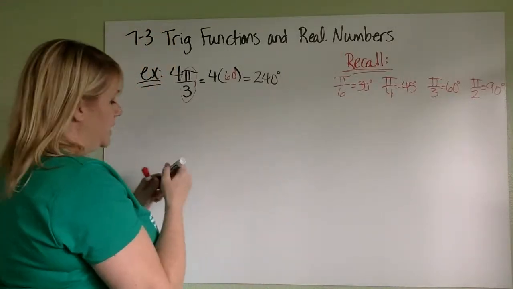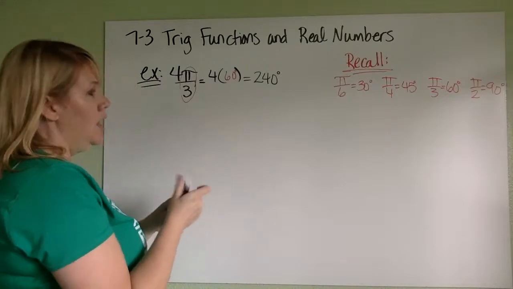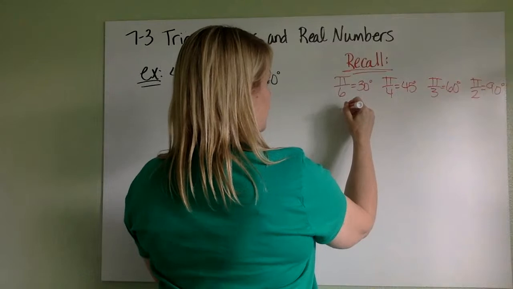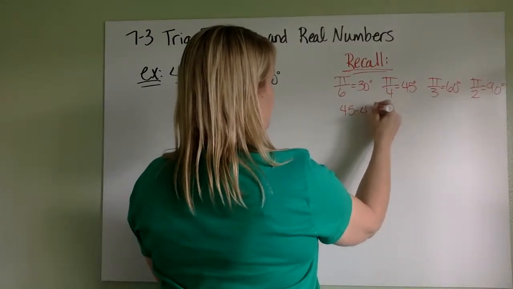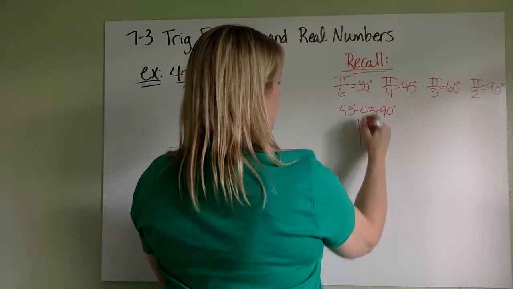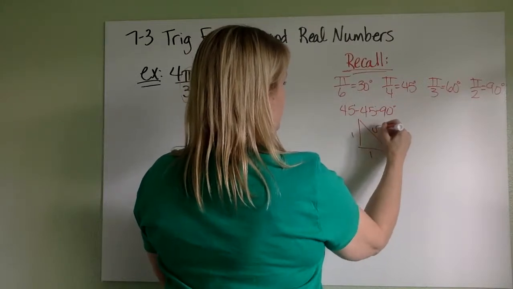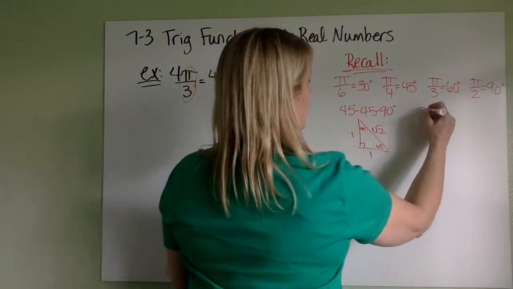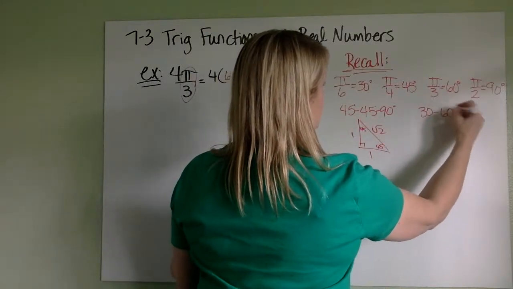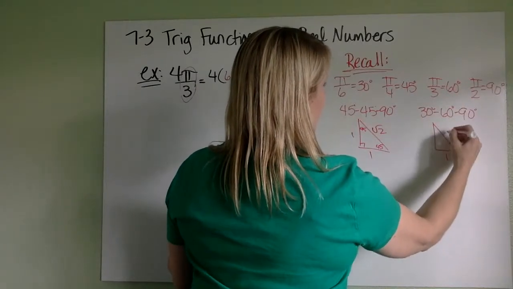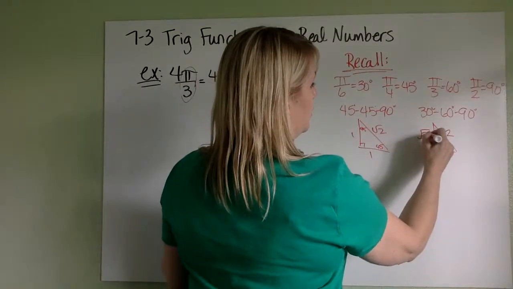Okay, so the other thing we're going to need to recall for this lesson are our 2 special right triangles. The 45, 45, 90 right triangle is the one that has a 1, 1, and a square root of 2. And then the 30, 60, 90 has a 1, a hypotenuse of 2, and a square root of 3.